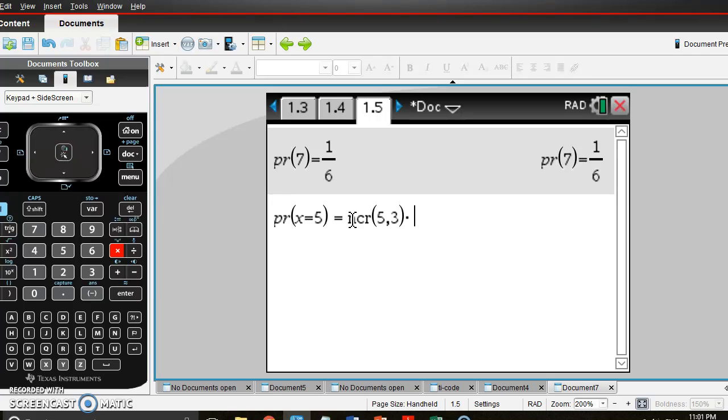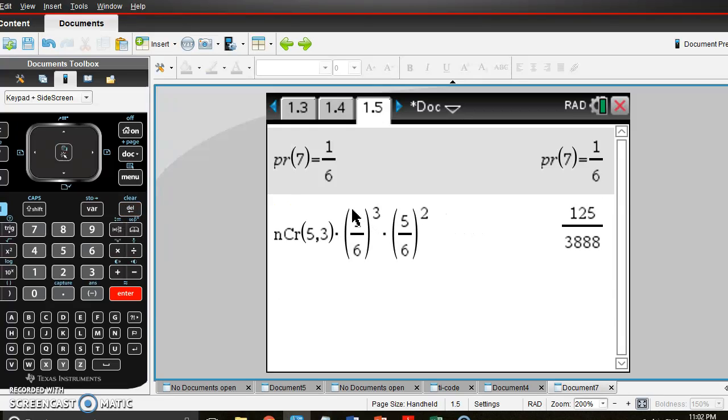We're going to multiply that by 1 over 6. Hang on, we need to put that in the power. So 1 over 6 to the power of 3, because that's how many successes we've got. And then we're going to multiply that by 5 over 6, because that's the probability of failure, to the power of 2. Now I'm just going to remove this part here, and I'm going to press enter. 125 over 388. Oh, that's a bit weird.